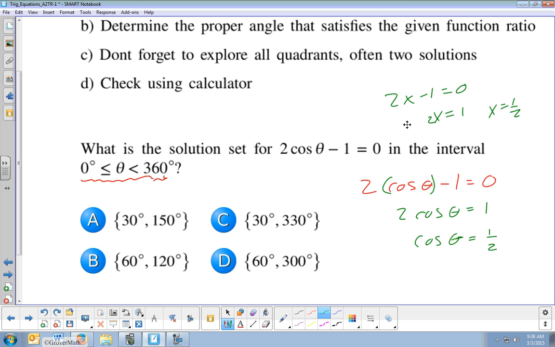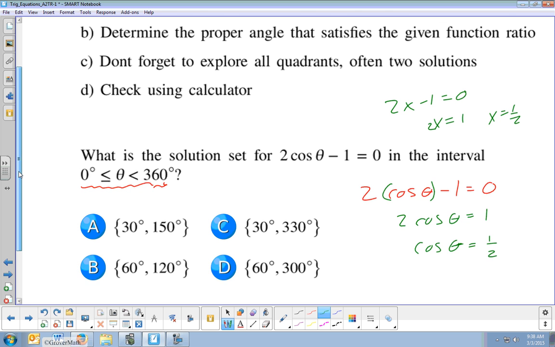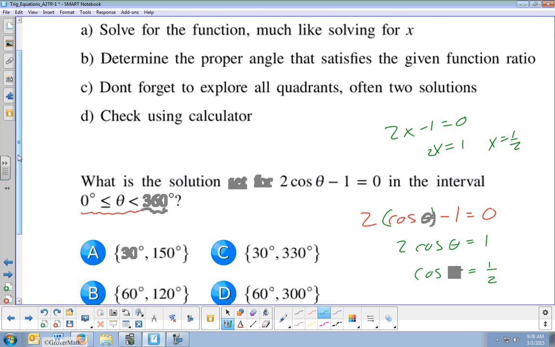Some people actually like to write it as x, solve for x, and then remember that it's cosine theta equals that, not x equals that. If you want to temporarily make this an x to help you solve it, you certainly can. But that's the first step: solve the function. But that's not it, because we want the angles here. So the first step is to solve the function like you're solving for x. We want cosine theta equals, or sine theta equals, or tangent theta equals. Then determine the proper angle that satisfies the given function ratio.